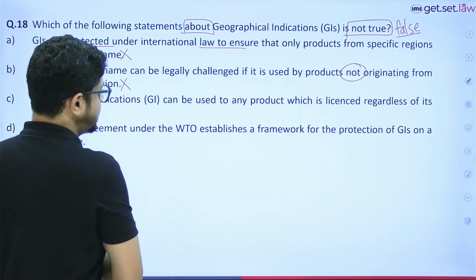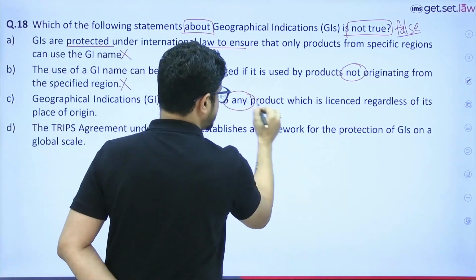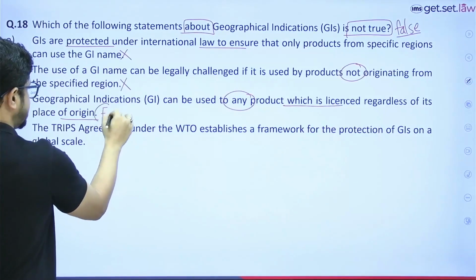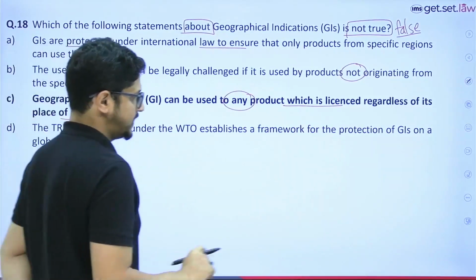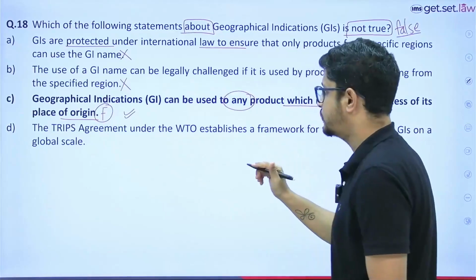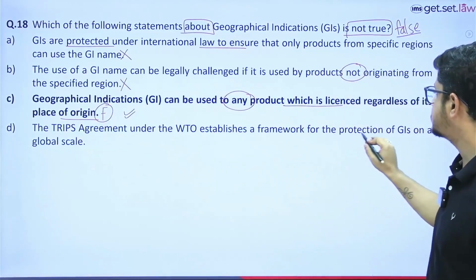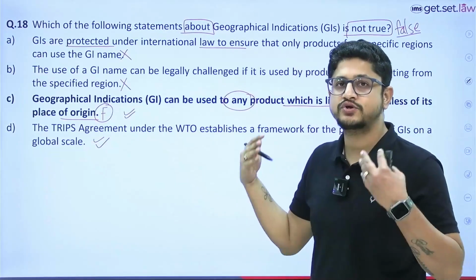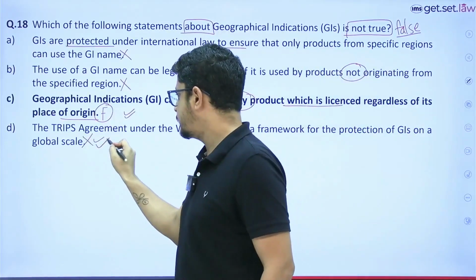Geographical indication GIs can be used for any product which is licensed regardless of the place of origin is false. That's why the correct answer is option C. That's absolutely given. Now we see D also. The TRIPS agreement under the WTO establishes a framework for the protection of the GIs on a global scale. This is also true, but over here it is not going to be the correct answer.